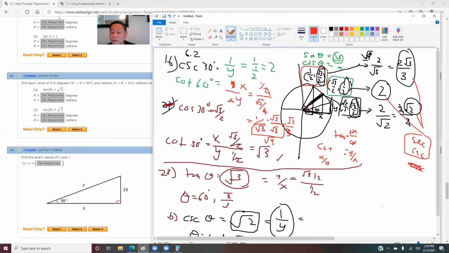So if a question asks you for secant or cosecant of these numbers, then your answer will be 30, 45, or 60. For example, what happens if I ask you for secant theta is root 2, root 3 over 3?